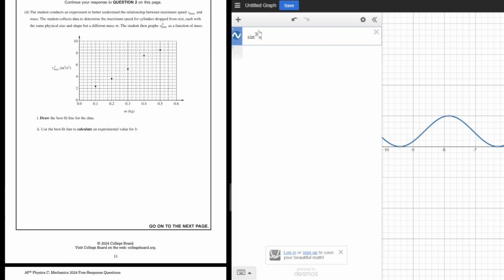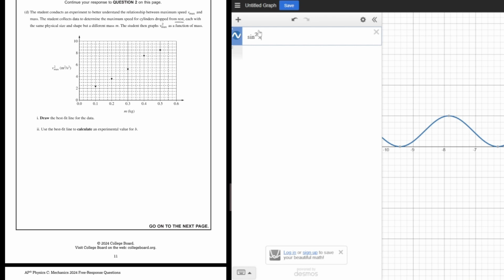So the student conducts an experiment to better understand the relationship between the maximum speed Vmax and the mass. The student collects the data to determine the maximum speed for the cylinders dropped from rest. Okay, dropped from rest, great. Each with the same physical size but with a different mass on. The student then graphs Vmax squared as a function of mass. Draw a line of best fit for the data.